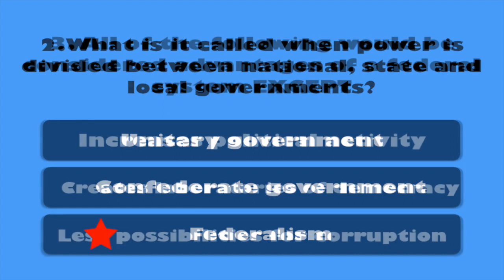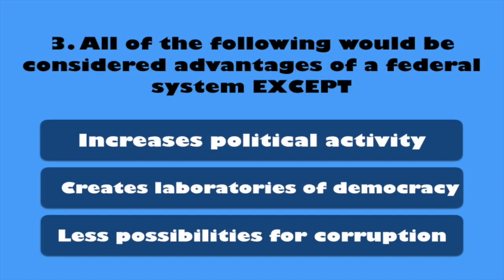Question number 3. All of the following would be considered advantages of a federal system except: increases political activity, creates laboratories of democracy, less possibilities for corruption. Oh, federalism certainly increases activity, and they do provide laboratories, but less corruption? More access points. Federal systems usually increase corruption.